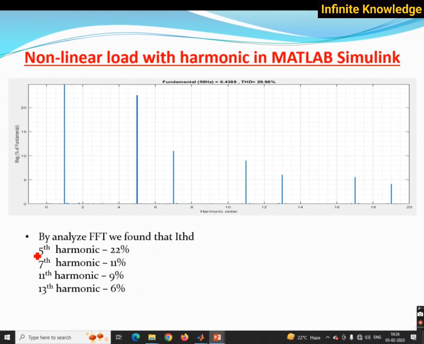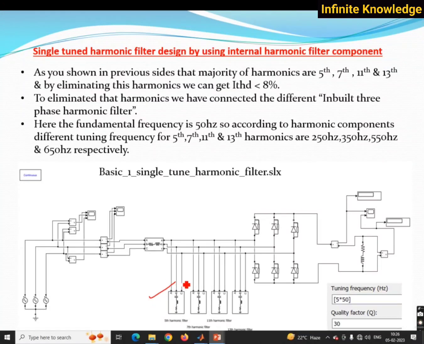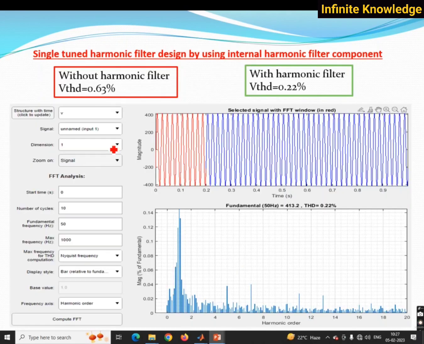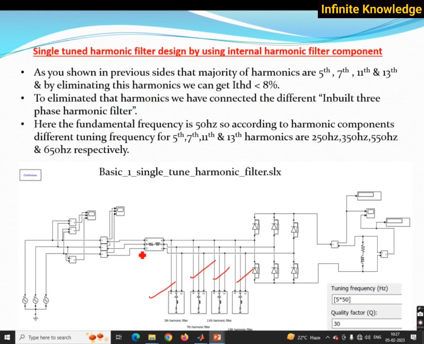So in the previous slide you can see all the harmonics are mitigated by individual harmonic filters. You have to set the 5th, 7th, 11th, and 13th, according to 5 into 50, 250, 7 into 50, 350, 11 into 50, 550, 13 into 50, 650 respectively. If you do the FFT analysis, the name of this file is basic one single tune harmonics filter.